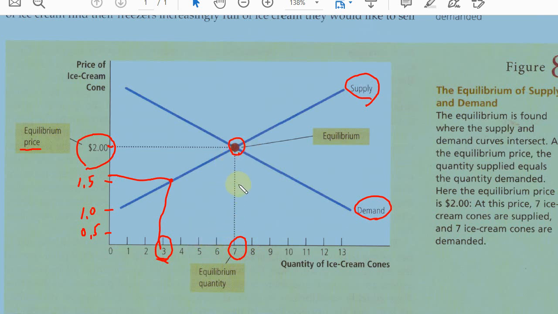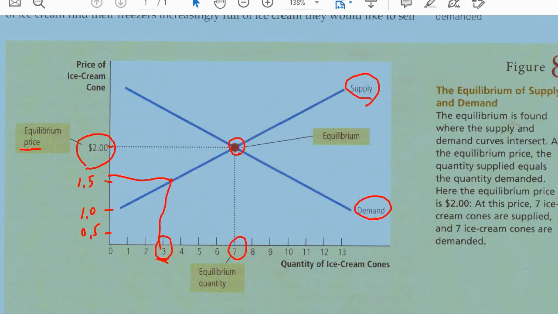But demand will be different. Look at the demand line here. As the price goes up, the demand is also reduced. When the price is $2, the demand is 2. On the contrary to supply, supply and demand go opposite, right? I'll delete and then start again.